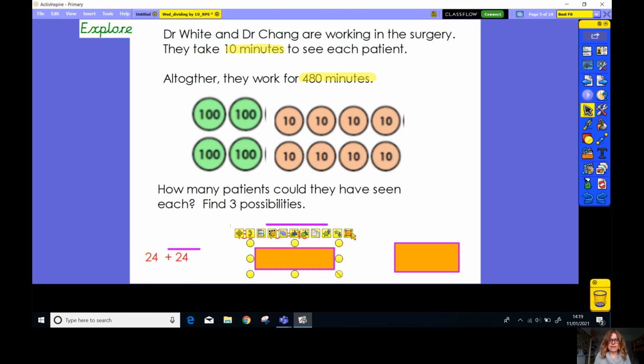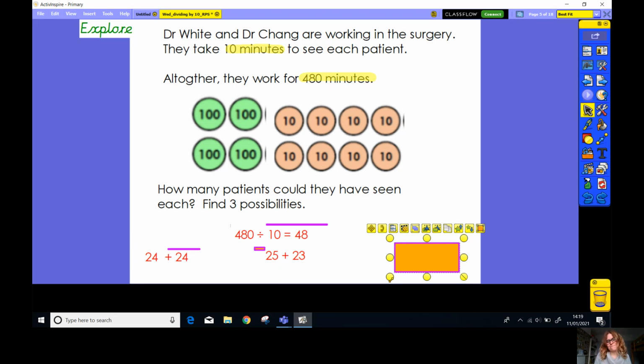Well done. Here's 2 others I've come up with, but there is an endless list. They could have seen 25, add 23. Or they could have seen 26, add 22. Do you see how I've done that? Do you see how these numbers are equal, aren't they? But then when I add 1 more on here, I take away 1 here. And when I add 2 on here, I take away 2 here. But there are lots of possibilities here. And when you're doing your own version of this question later on, you will have to think of different possibilities.